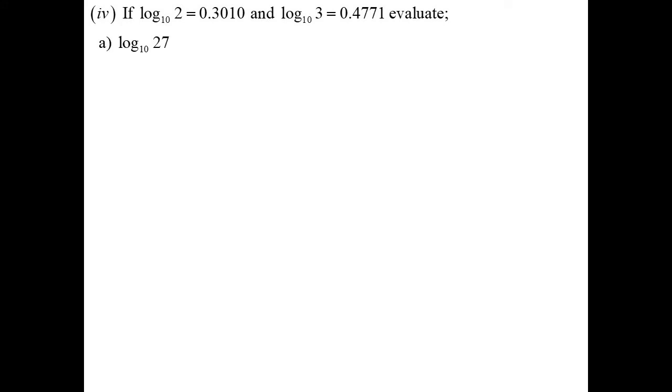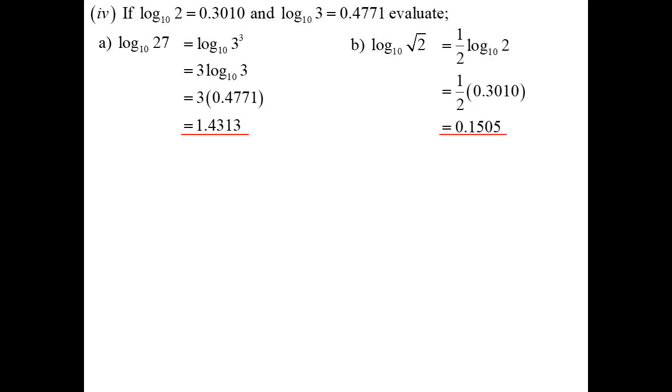Okay, the only logs we know for this question are log 2 and log 3. So using those numbers, come up with log 27. So we have to manipulate 27, but only using the numbers 2 and 3. Well, 27 is, of course, 3 cubed. So I can rewrite that as 3 log 3, and we get 1.4313. Square root of 2, well, that one I can write as 2 to the power of a half. So we get a half of the one they gave us.